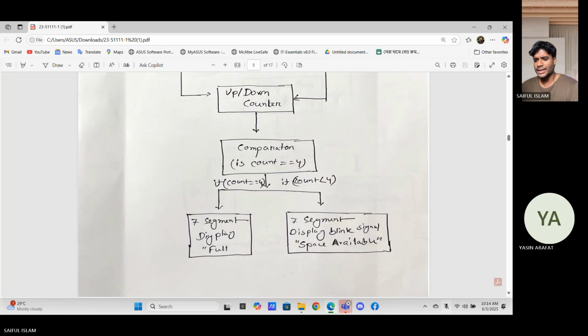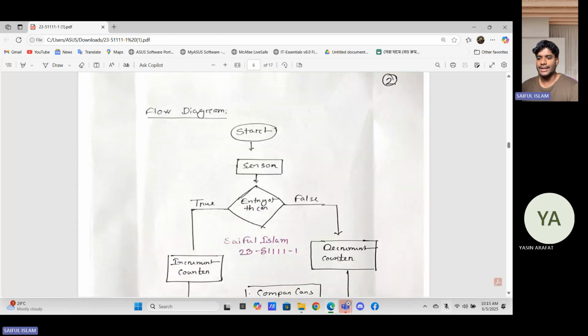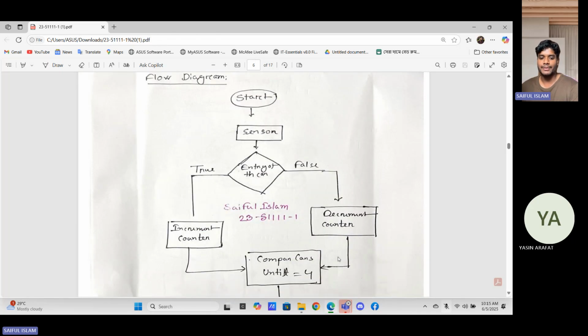timer one, 7-segment display shows full. If space is available, display blinking. Then this is the flow diagram. It also includes all essential components like the encoder to process the input, register, and the clock to synchronize operation.